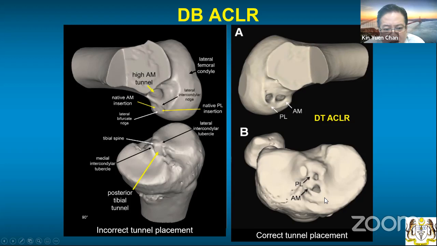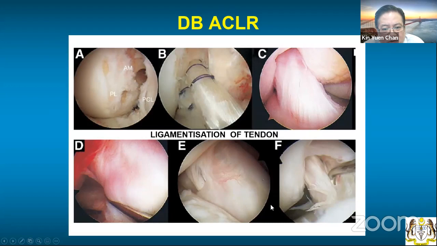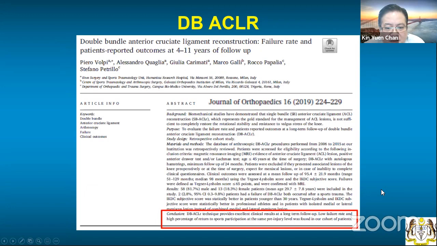And over time, with the correct placement, there will be ligamentization of the tendon. And this hopefully will provide remodeling abilities for the graft to mature and become a normal graft.